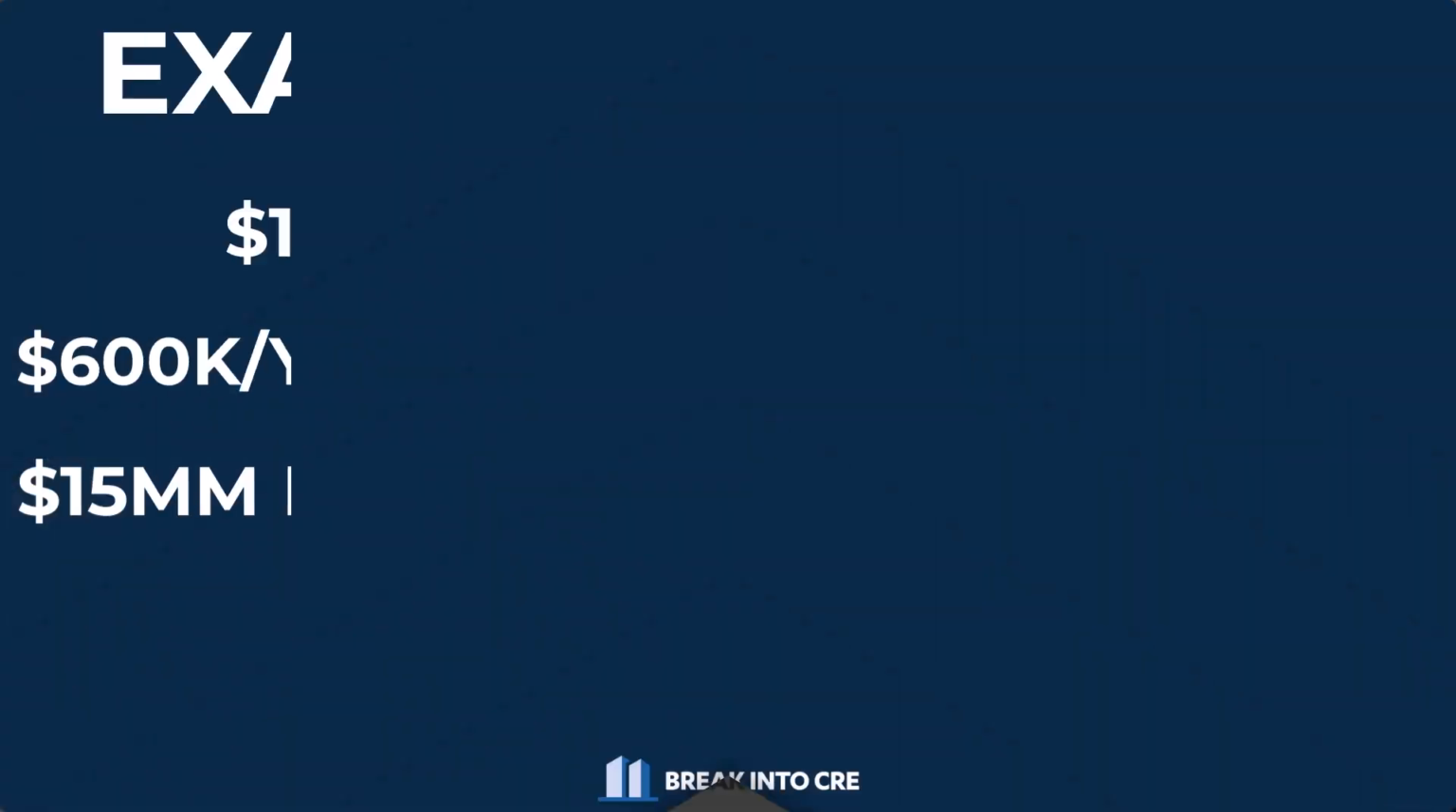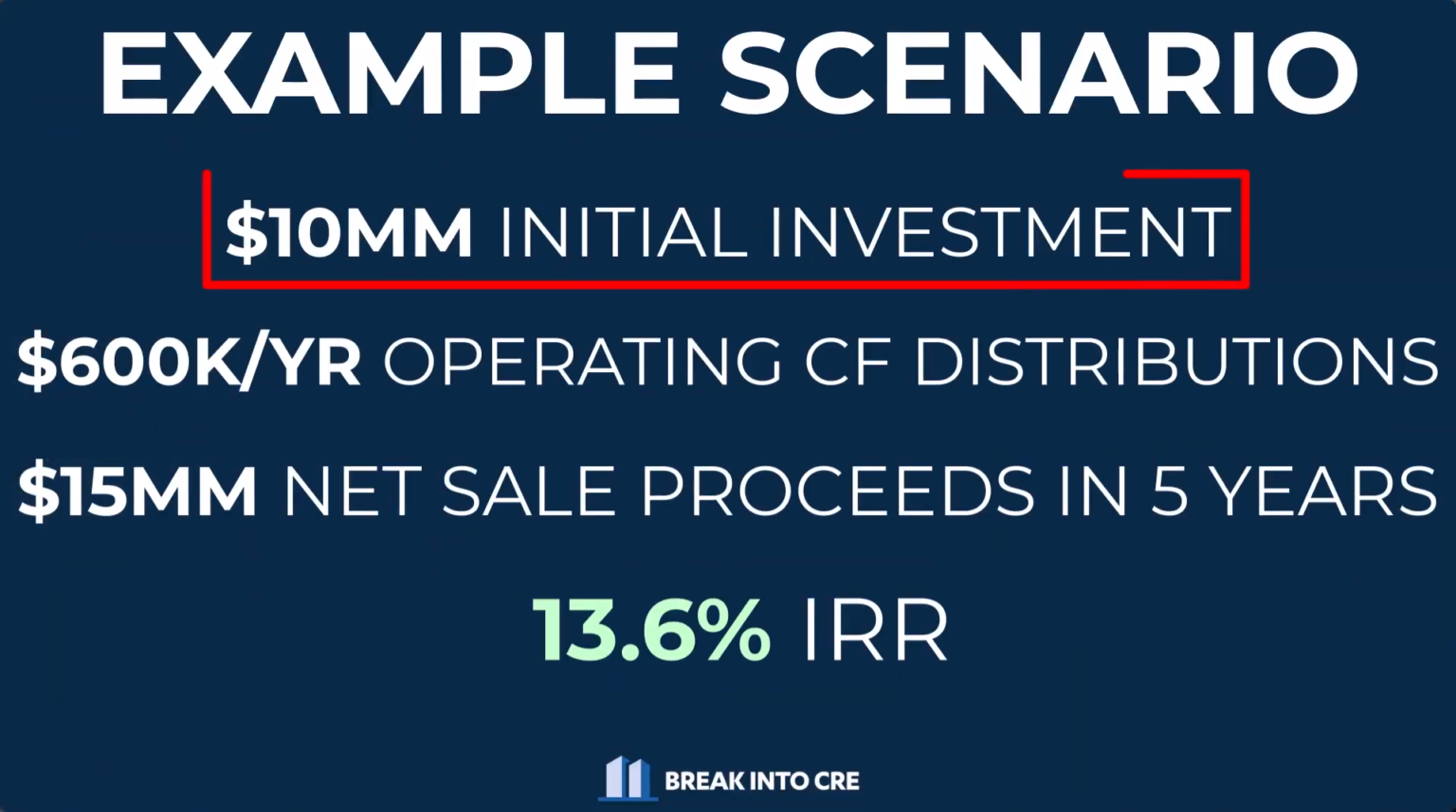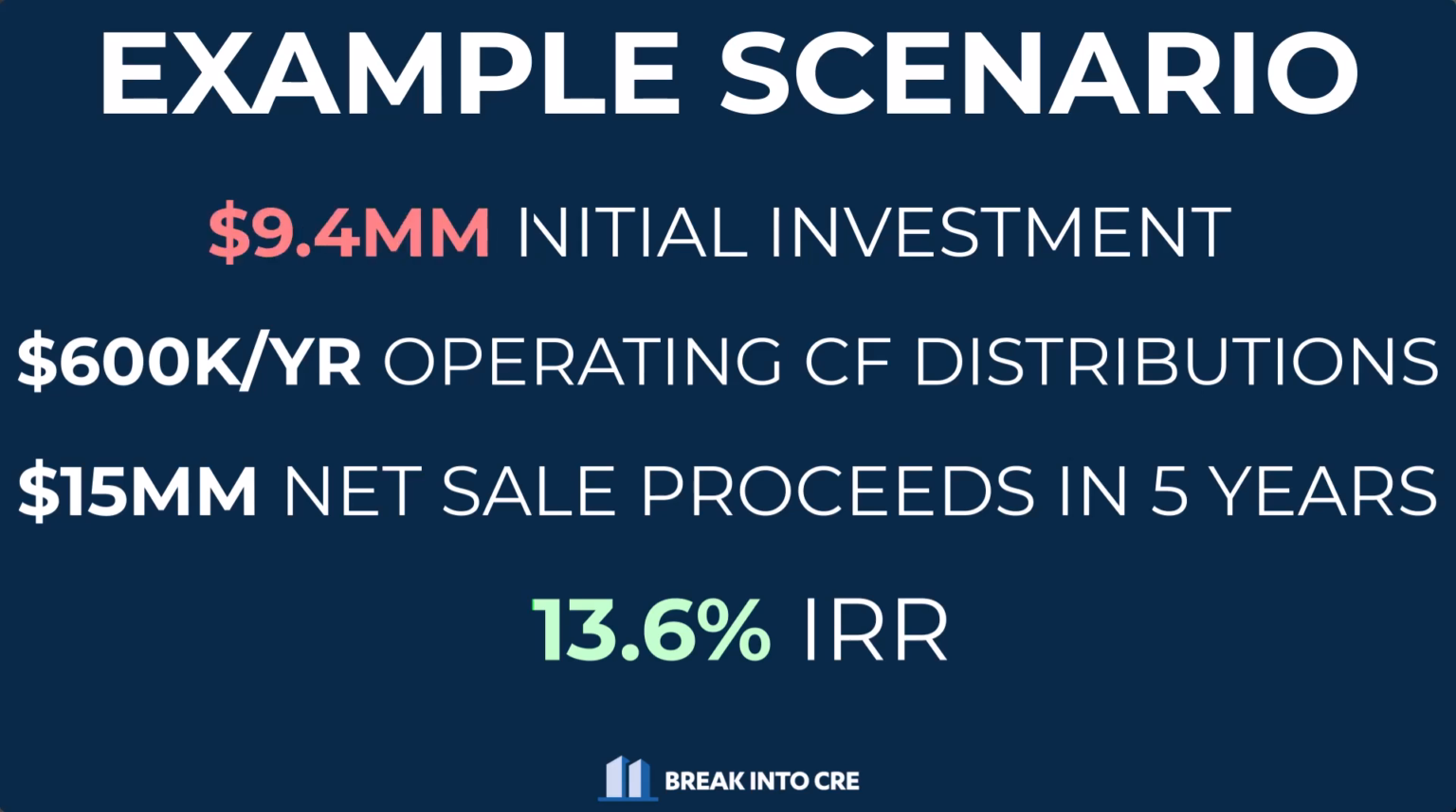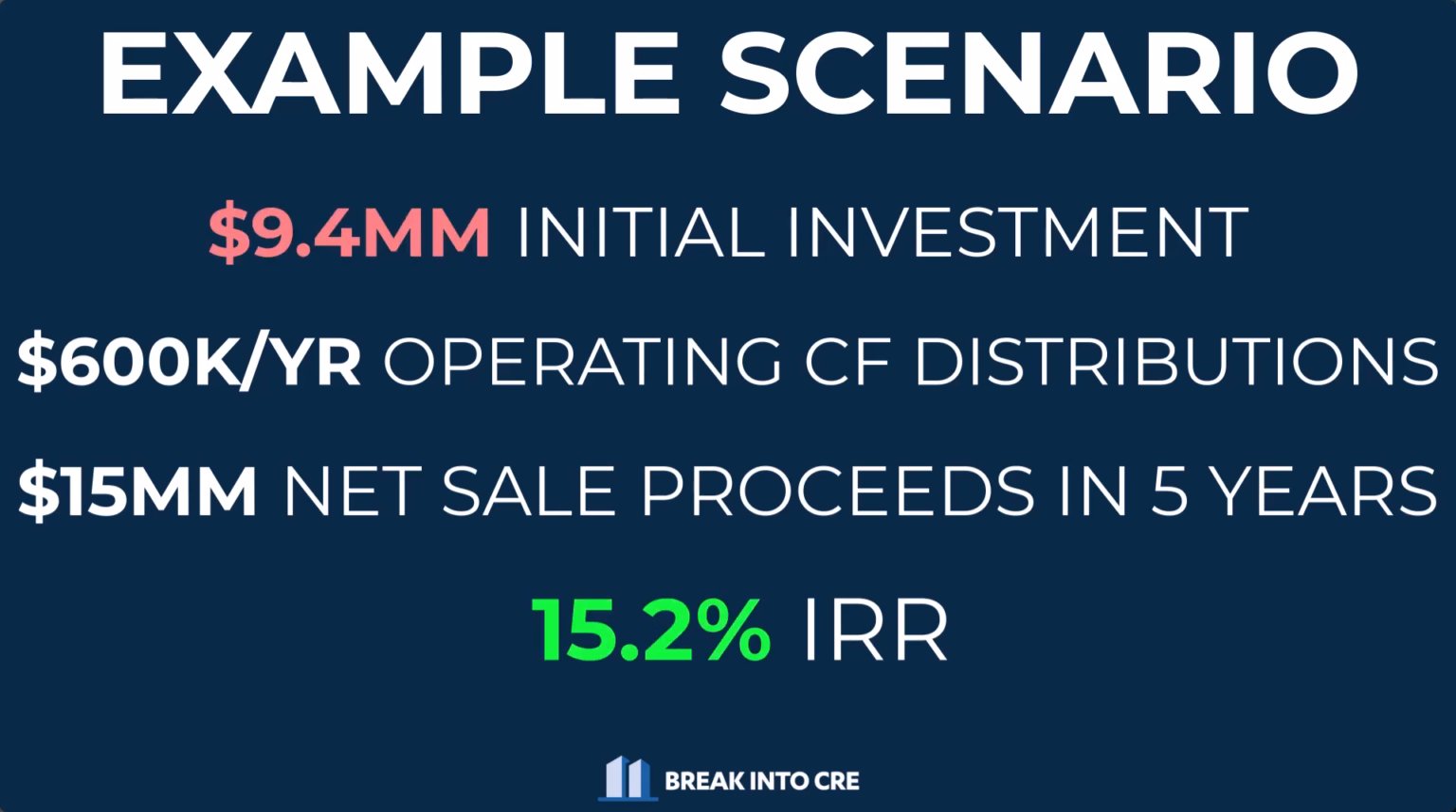However, if that same investor raised equity from partners who were expecting a 15% IRR on their capital, this investor would now need to reduce their offer price down from $10 million to just $9.4 million just to make the deal pencil.